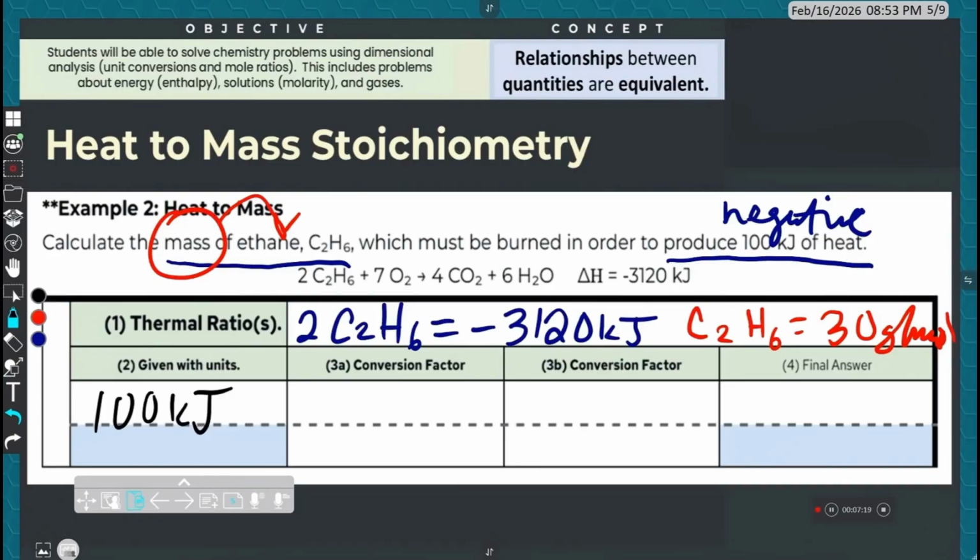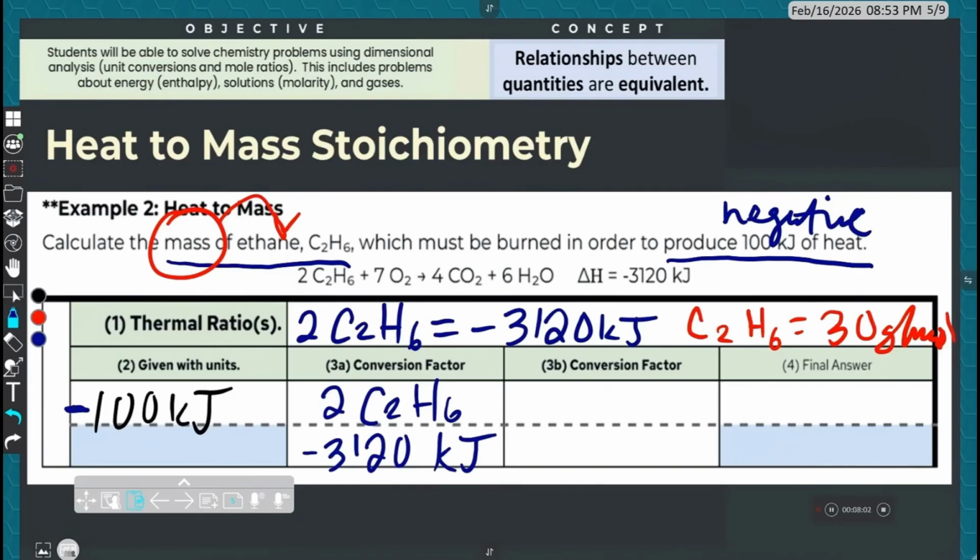And because we're starting with kilojoules, we need to be able to cancel out the kilojoules of energy using the thermal ratio. We're going to take our thermal ratio and make sure that kilojoules is on the bottom because we want to get rid of that. We're going to bury the energy that is being released. And we're going to put the molar ratio part, C2H6, on the top. Before I move on, I want to backtrack because we said that the energy produced is negative, and I didn't do that at the beginning. So it is a negative 100 kilojoules.